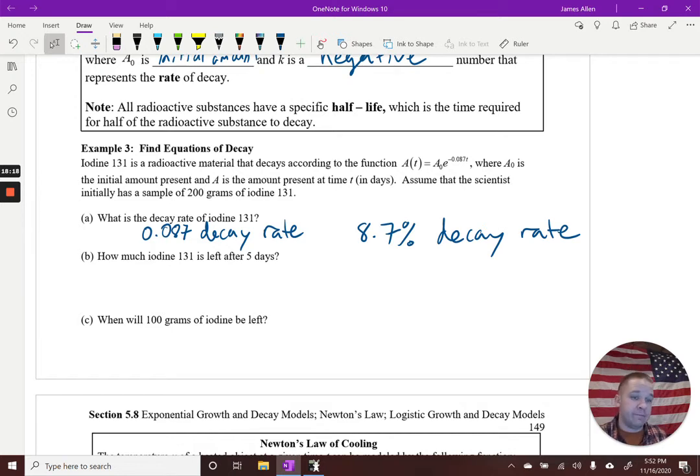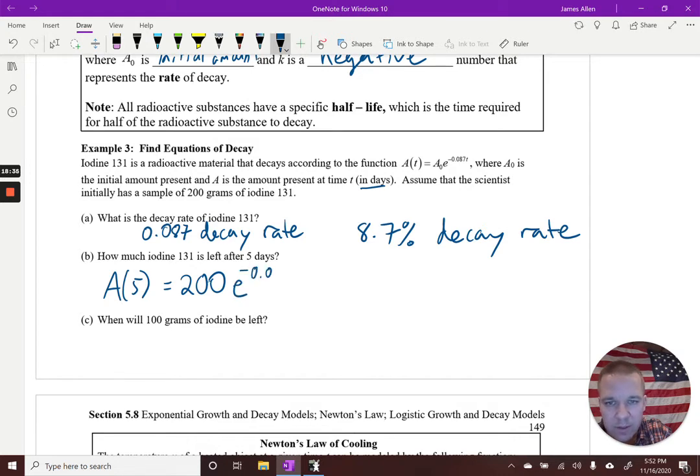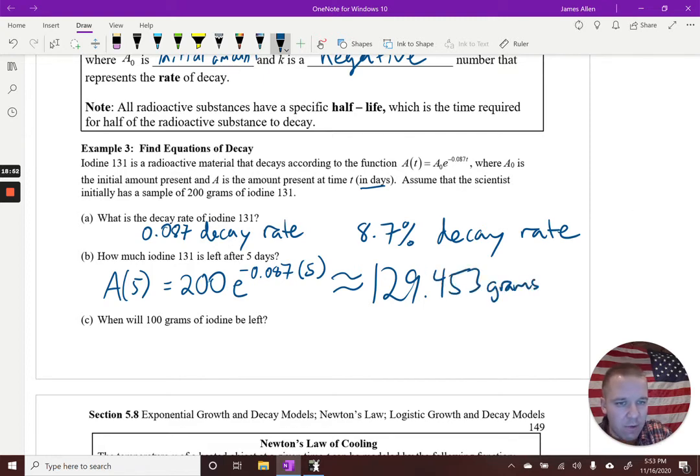How much iodine 131 is left after 5 days? Well, let's go ahead and plug it in. He starts with 200 grams. So we have A of 5. This is in days, which is nice. We don't have to do any unit conversions. He starts with 200 grams, and then we have E raised to the negative 0.087, and just substitute in 5 for T. Once we plug that into our calculator, we have 129.453 grams. Cool. I like it. Wonderful.